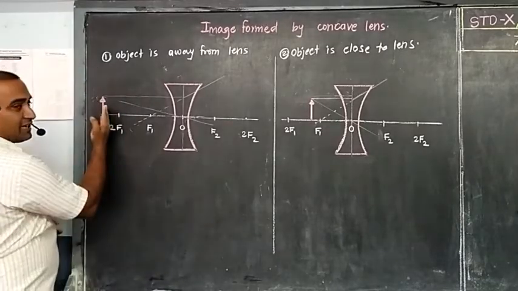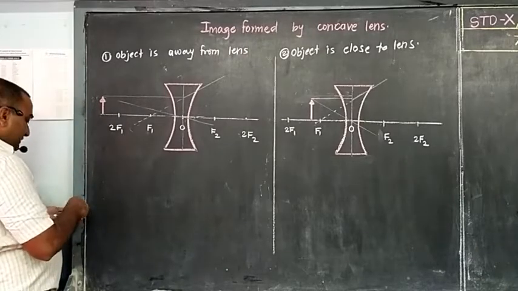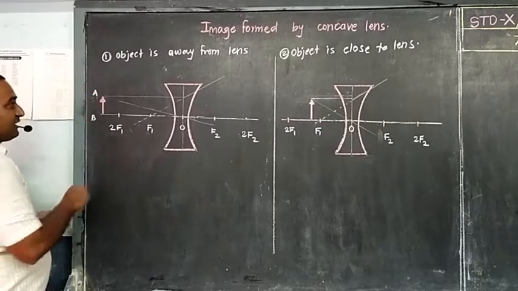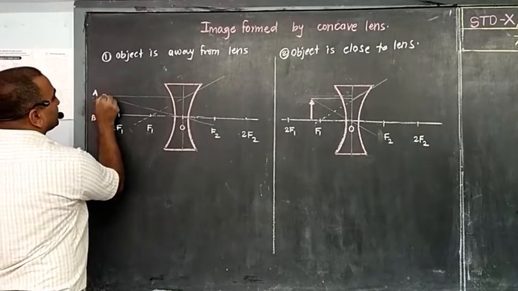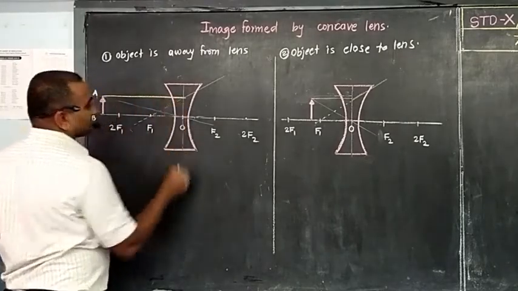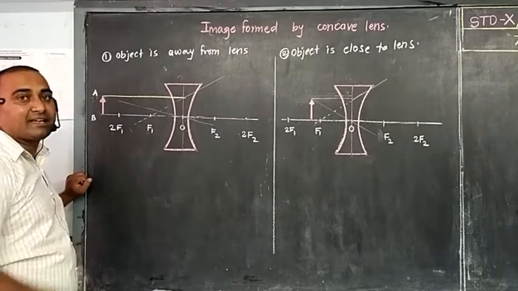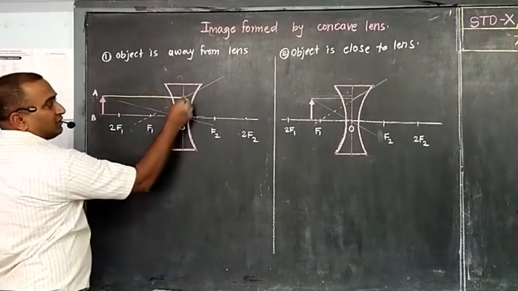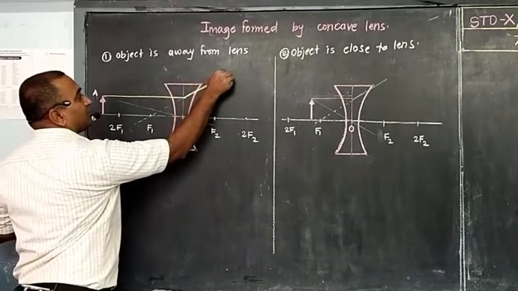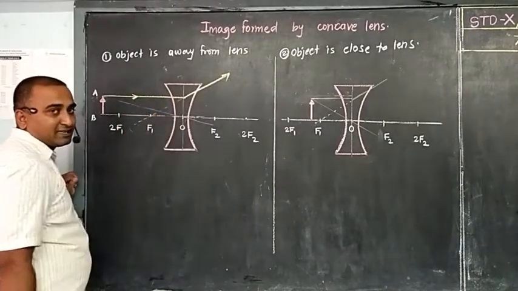See, we have kept this object beyond 2f1. When the object AB is kept beyond 2f1, one ray is parallel to the principal axis. See, this lens is concave, so convergence is not there. We are getting divergence, so the refracted ray will go upward. This is the incident ray, this is the refracted ray.